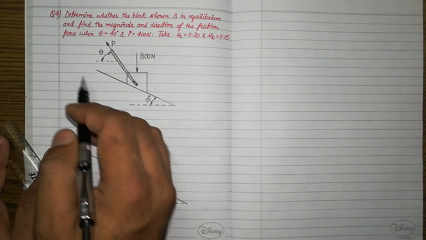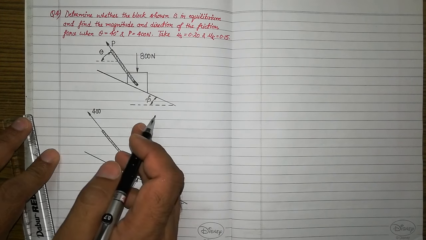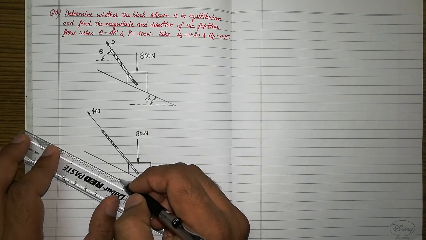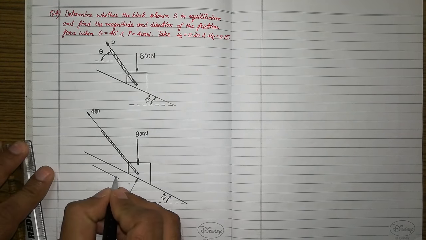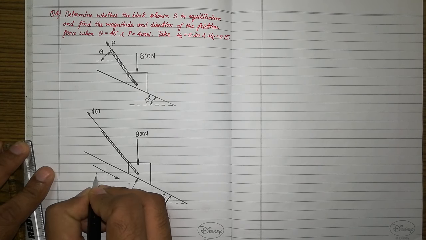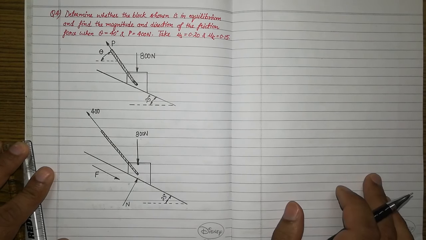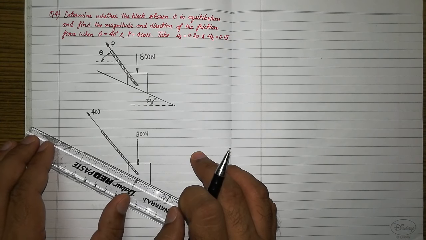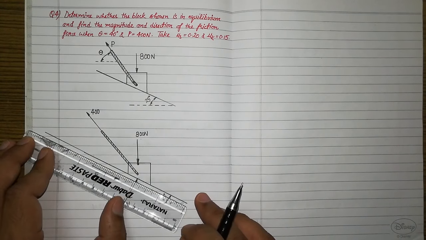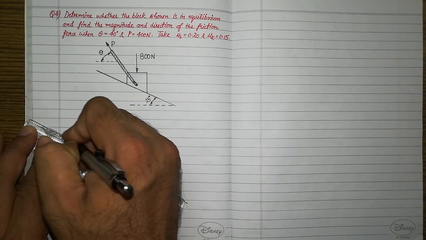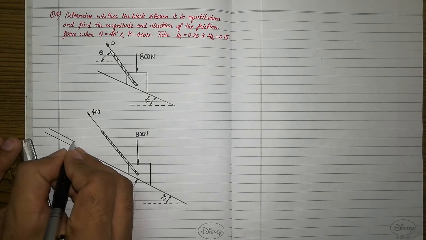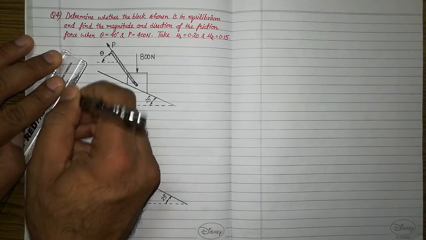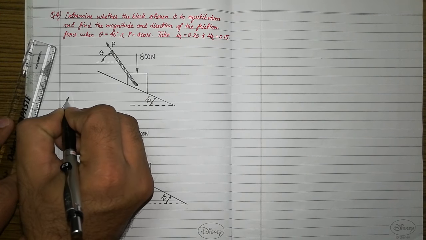If the block is moving in upward direction, the friction force will act in downward direction. So we have assumed that the block is moving in upward direction, and against that motion we will consider the direction of friction, which will be in downward direction. Let us label that friction as F. Now we have labeled all the forces acting in this particular free body. Next we have to think about the axes. In the previous videos we have learned that along the inclined surface we will consider the x-axis, and normal or perpendicular to the inclined surface we will consider the y-axis.